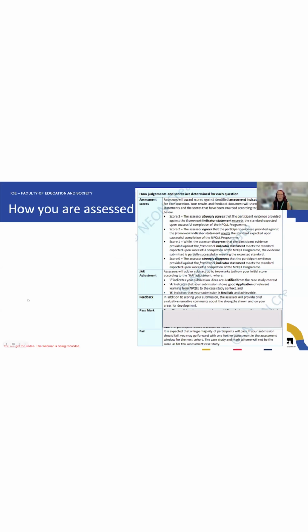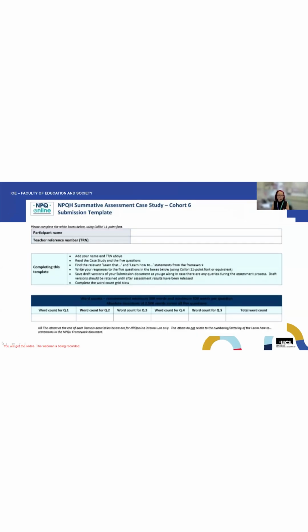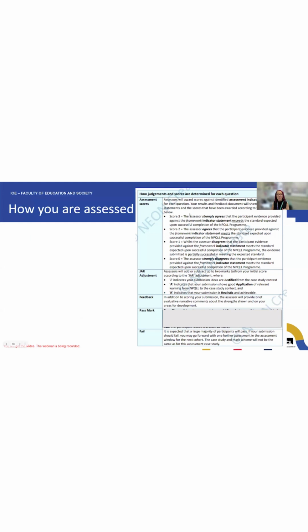So I'm going to talk to you now about how you're assessed. There are 2 different and interrelated assessment areas here. You are assessed on a score of 3 for every question. So your total marks for the questions are a total mark of 3 for each question, which is 15 overall. But then there is this JAR adjustment. I'm going to do this in a little bit more detail.